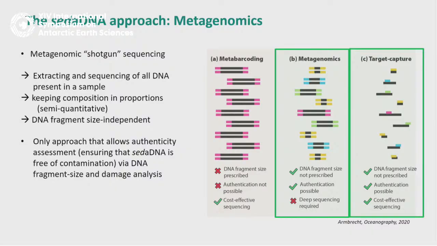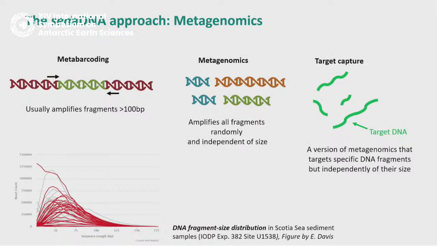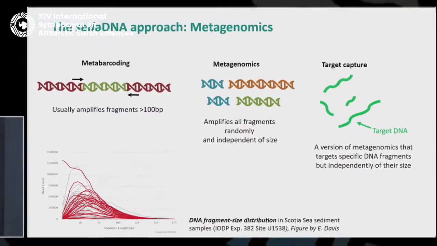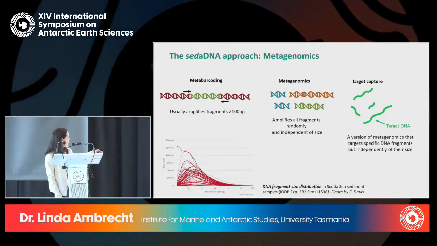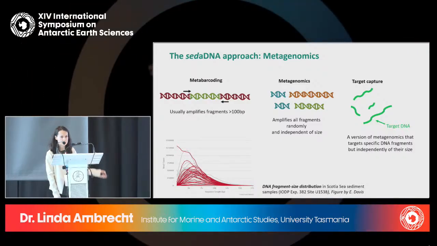I will explain that in a little bit more detail. So like I said, metagenomics is this random sequencing of everything in the sample. What you are seeing here on this image on the bottom left is a size distribution of DNA fragments in an ancient DNA extract. You can see most of the fragments are really, really small, less than 100 base pairs.